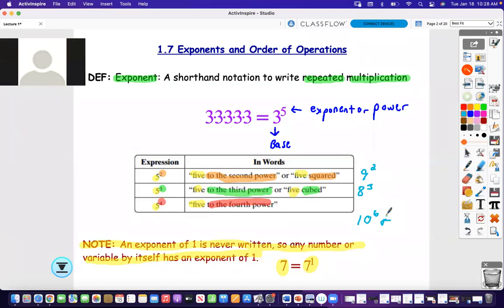Excellent. My mouse was in the way. All right, 10 to the 6th power.